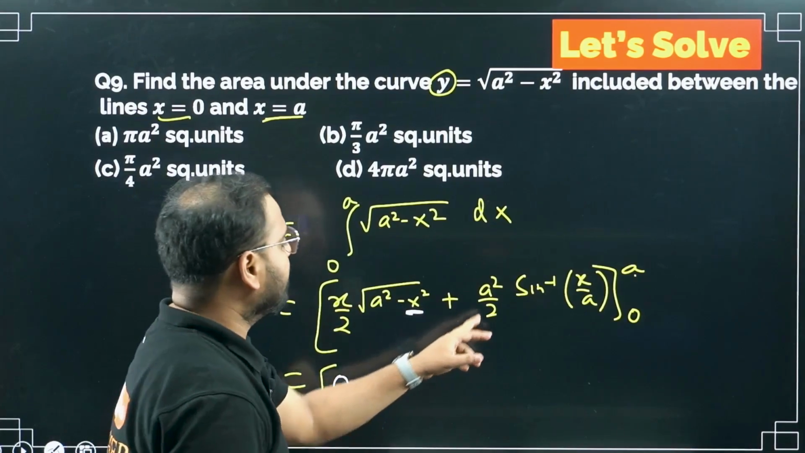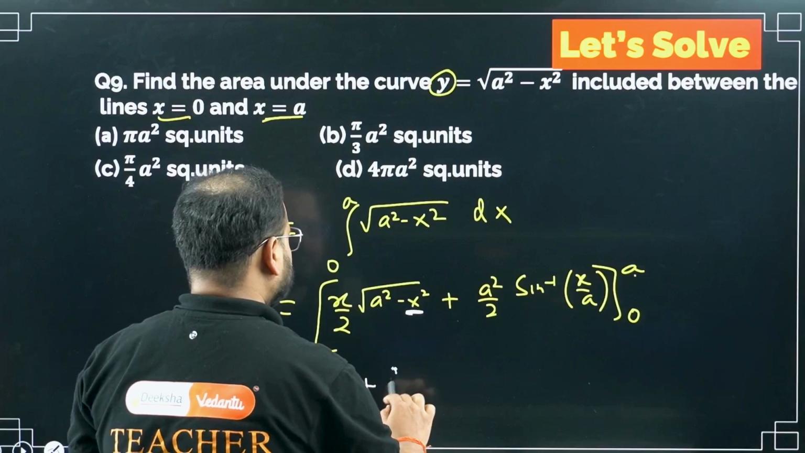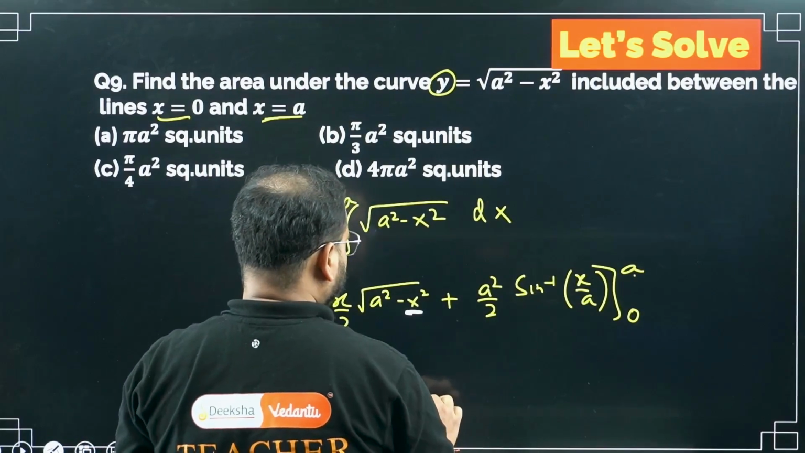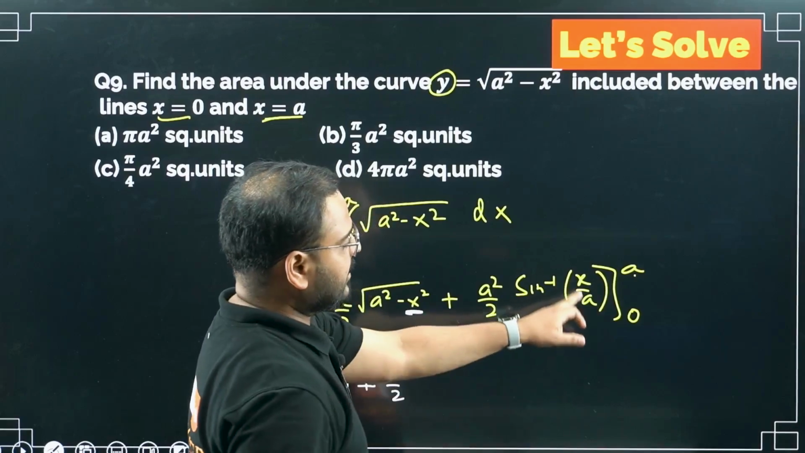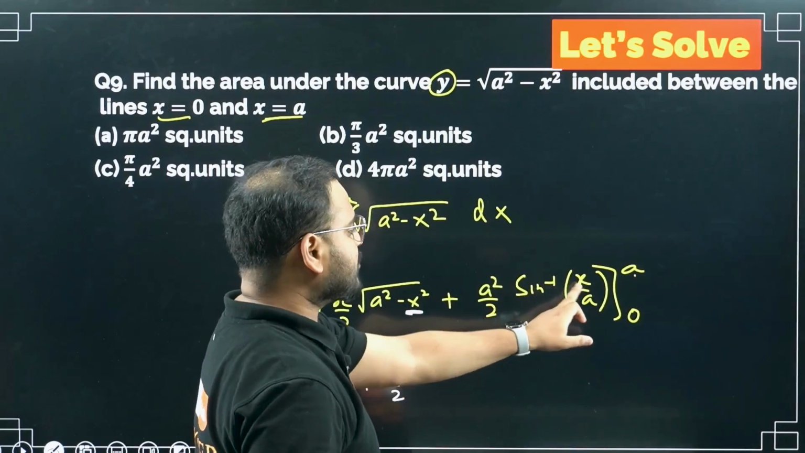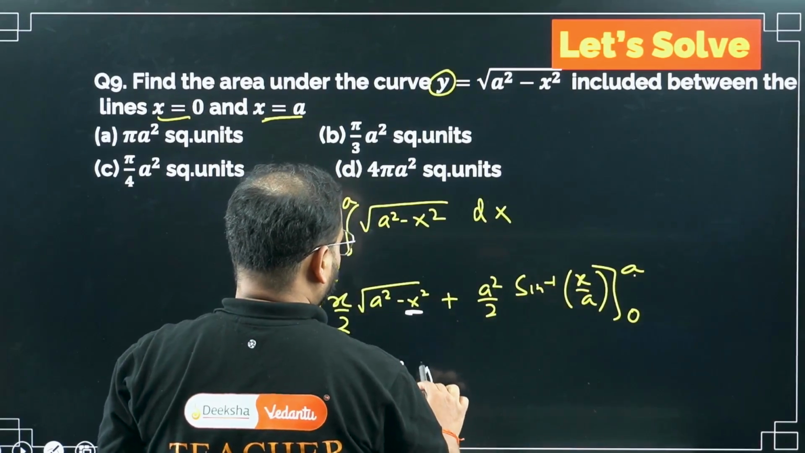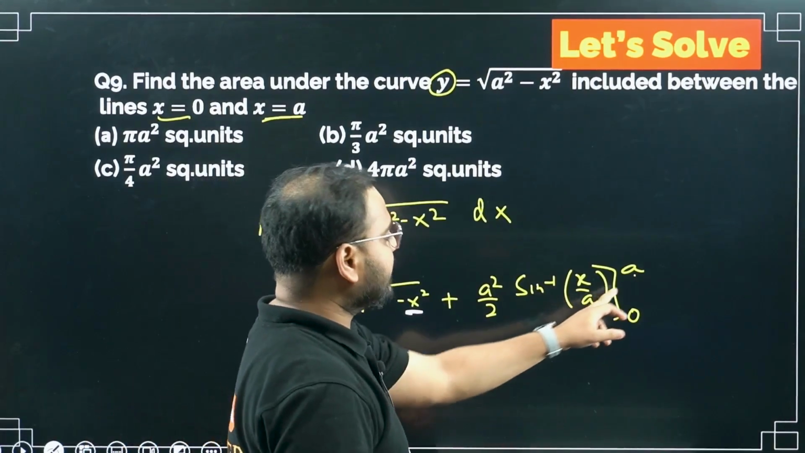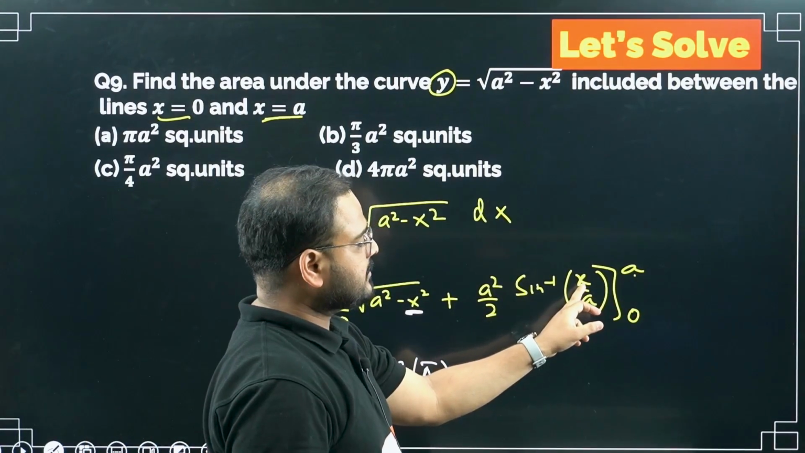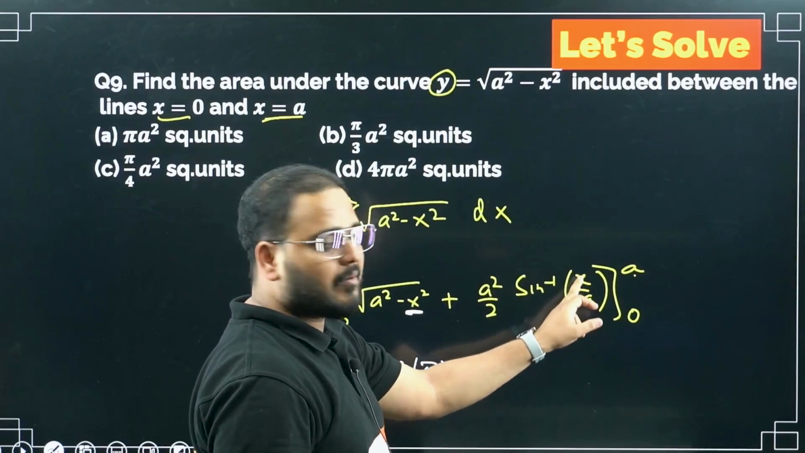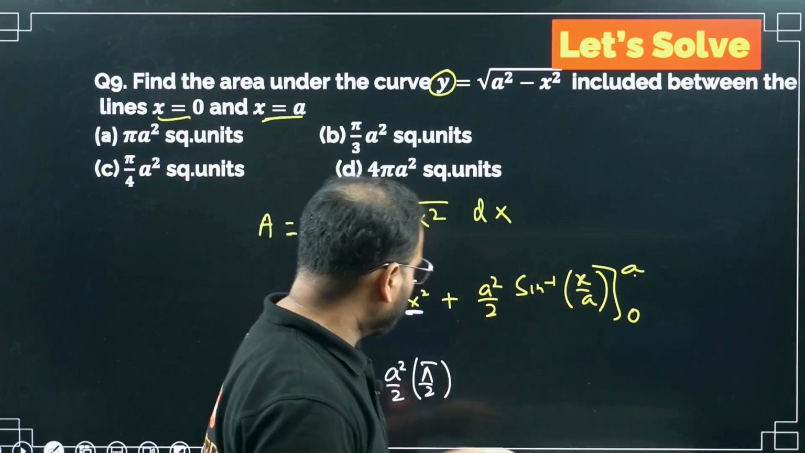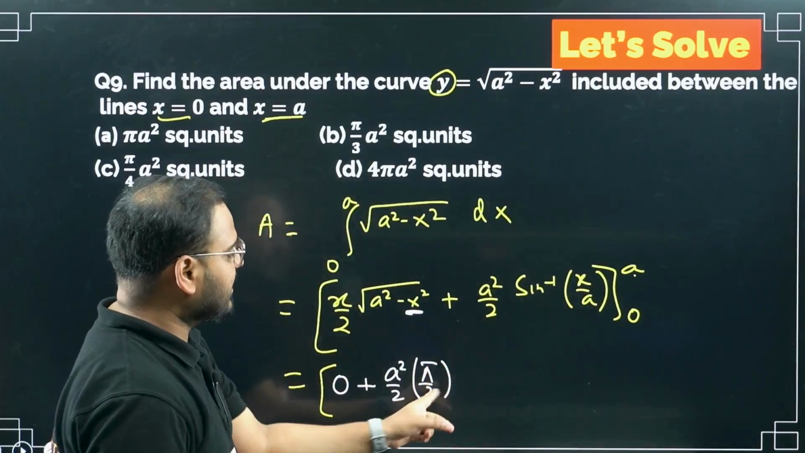Again with the upper limit only. A square by 2 is a constant, so it remains as it is. How much is this? Sine inverse of, put here x as a. A by a will become what? 1. Sine inverse of 1 is how much? Pi by 2. So sine inverse of 1 is written as pi by 2.